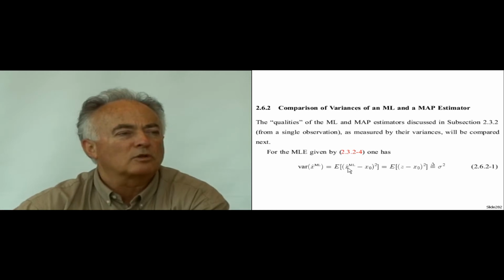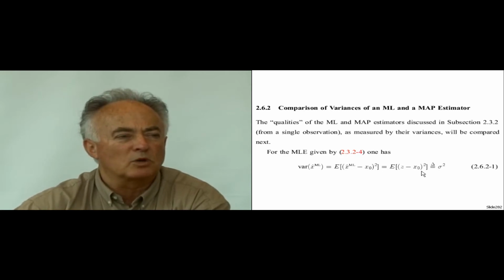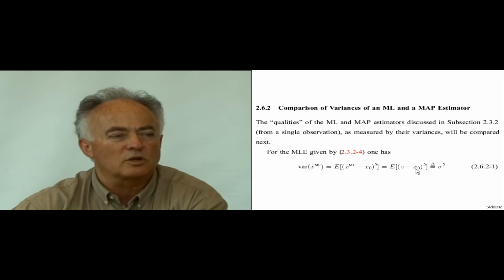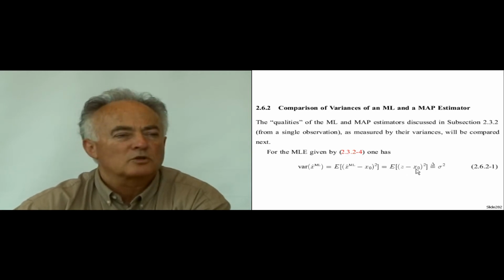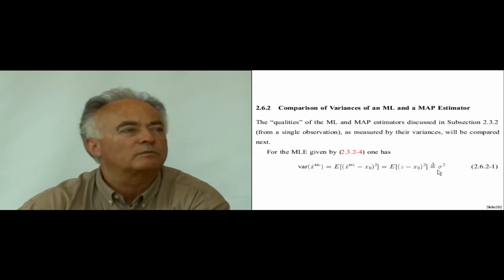The maximum likelihood estimator in the case of a single measurement z, x hat ML, was exactly z, therefore the variance of x hat ML, the expected value of x hat ML minus its mean, that's the true value, squared, was equal to sigma squared, because z minus x0 was just the measurement noise. So we now have the variance of the first one for the MLE.